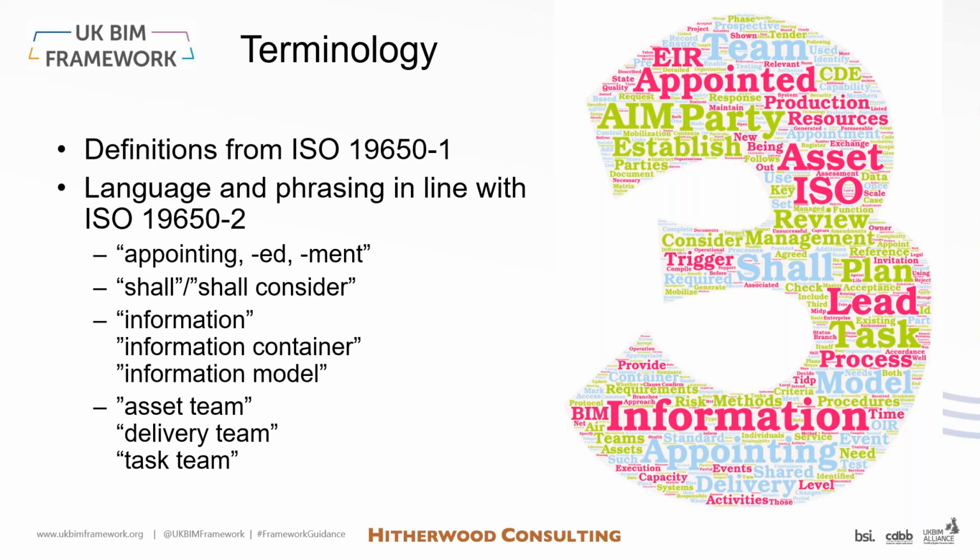The key word is information, and information containers and information models are used in exactly the same way as they are in Part 2. So all the references are to information containers, and information containers are then grouped into information models, which then form the subject of information exchanges and the federated information model and the asset information model. And the team structure, which we'll come on to in a separate slide, so I won't dwell on it, but that again is carried across from Part 2 in a very parallel way.